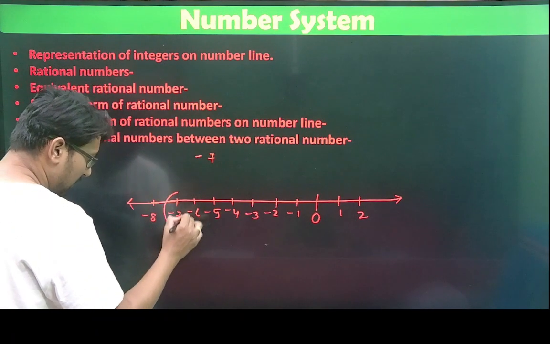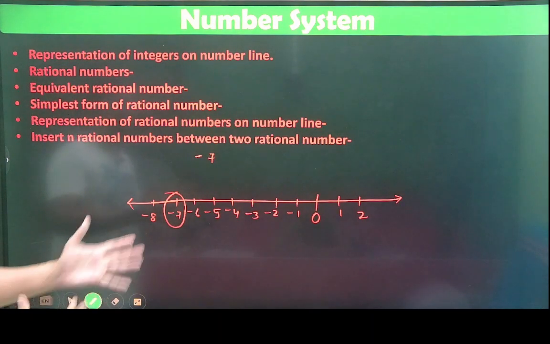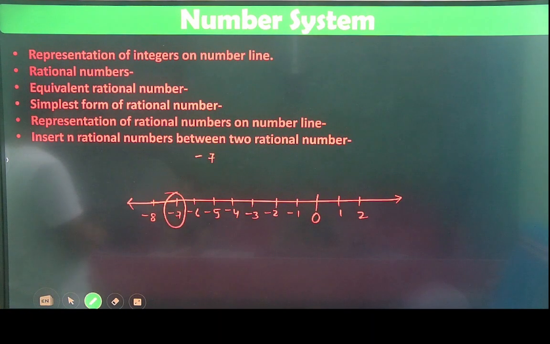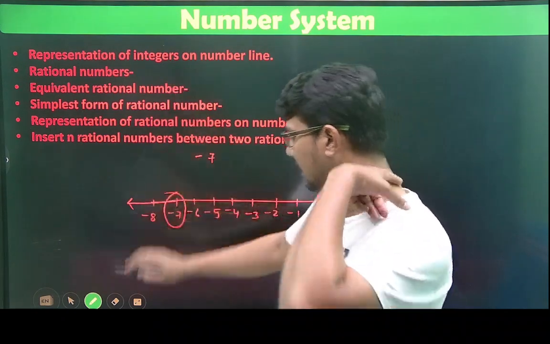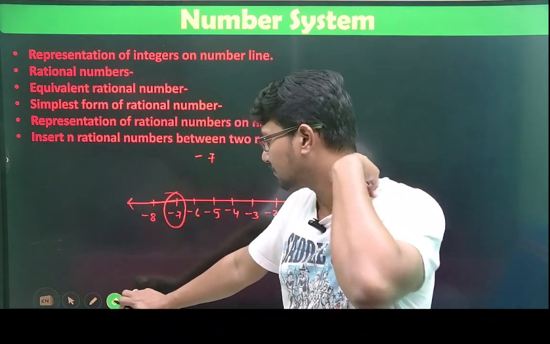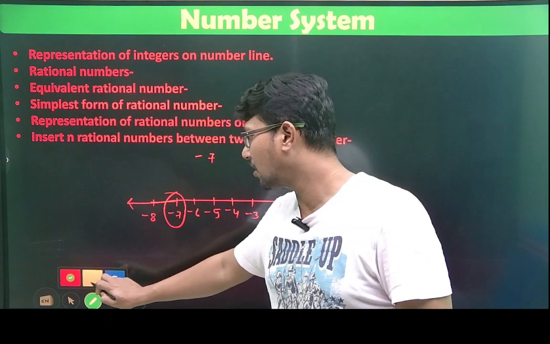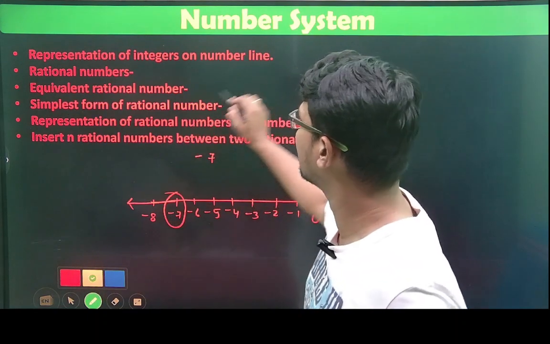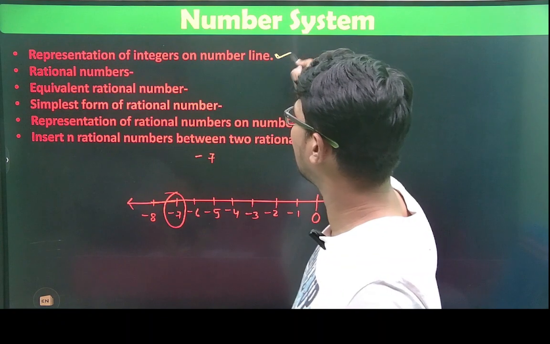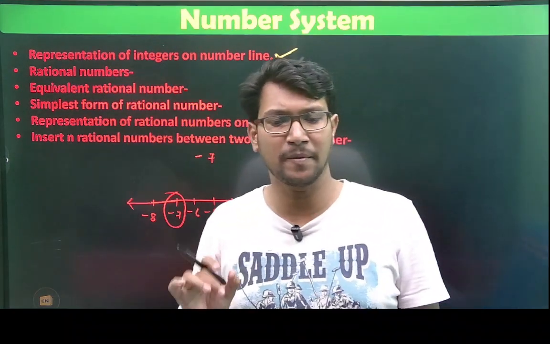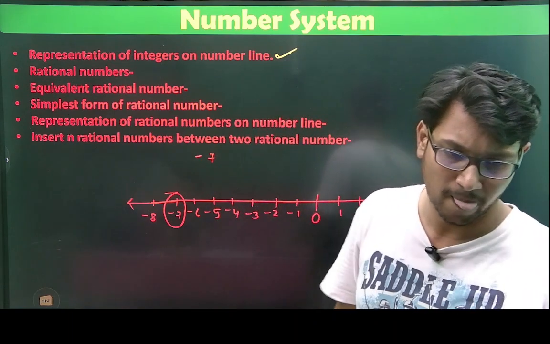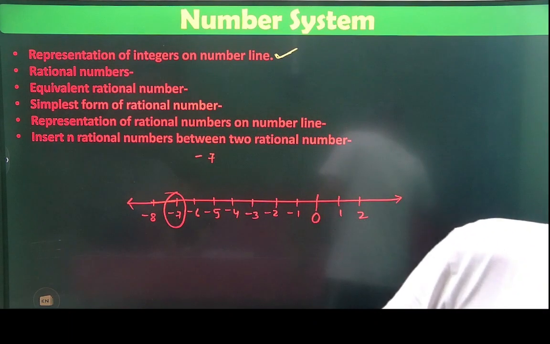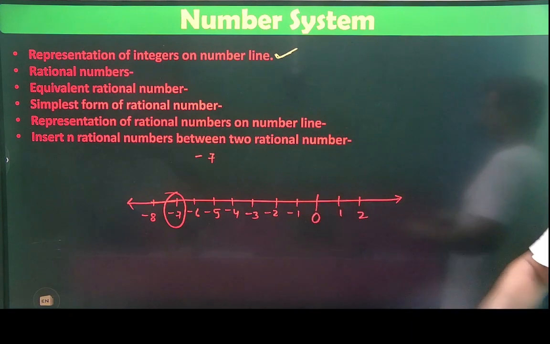But we will circle which one? -7. We have to represent it. We have shown here this is -7. Like this you can represent. If I'm asking you to represent 10 on a number line, you can represent. Yes or no? So this is a representation of integers on a number line. I hope this is clear. First point: every integer can be represented on the number line. Yes or no? Any doubt here? Tell me.